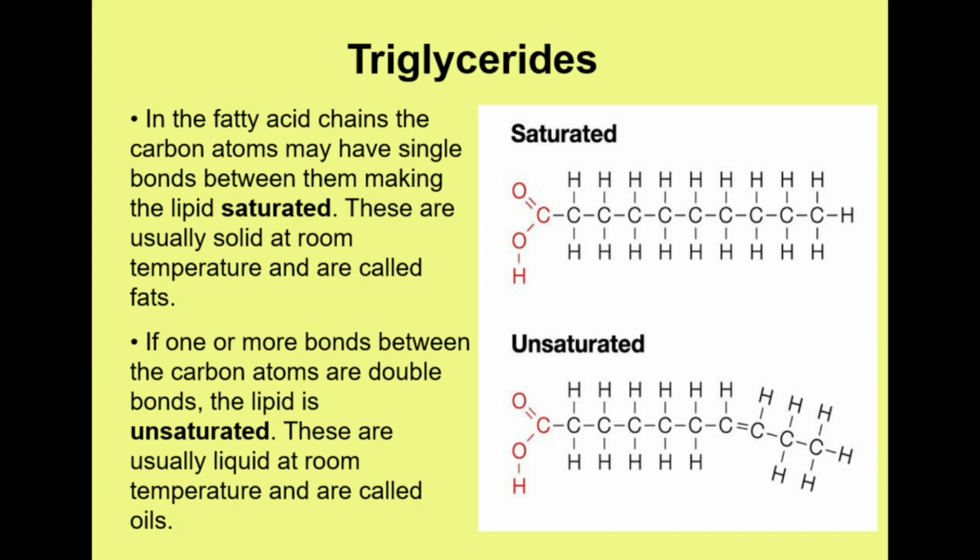Where we have a double covalent bond between carbons of the fatty acid chain, what that means is, in theory, if you could break one of those bonds, you could add another hydrogen here to this carbon, and then you could add another hydrogen here to this carbon. So there's room for two more hydrogens in this fatty acid chain. That means it is not saturated with hydrogen, so it is unsaturated.